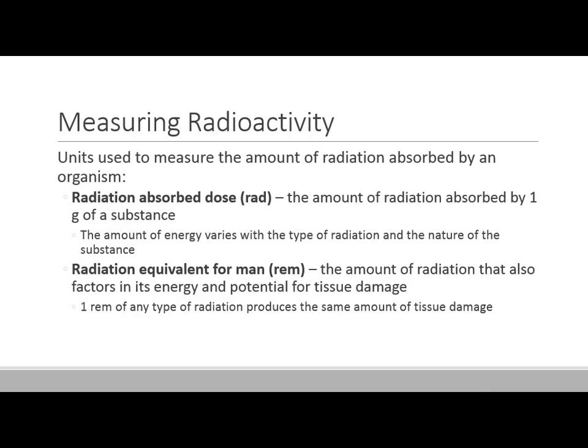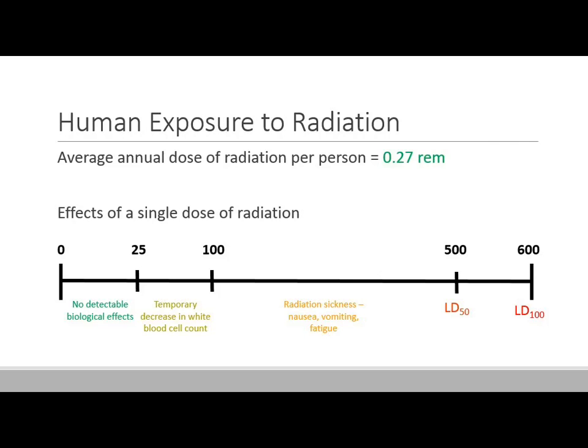All right. So this is the amount of radiation that's being absorbed by something, but it also happens to factor in the type of radiation and the energy of that radiation, as well as its potential for tissue damage. So what this means is that if I say that I was exposed to 1 rem of radiation, I know how much damage that is. It doesn't matter what type of tissue it was absorbed by. It kind of standardizes the amount of damage that's actually done.